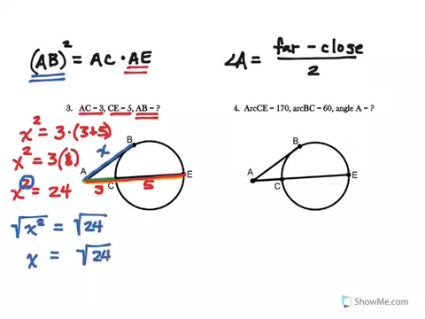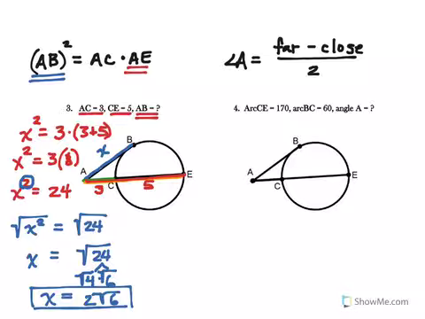And we can use our prime factorization here in order to simplify this. Well, this is the same thing as 4 times 6, or the square root of 4 times the square root of 6, which is going to be 2 root 6 simplified. So x is equal to 2 root 6, or the length of AB is 2 root 6.